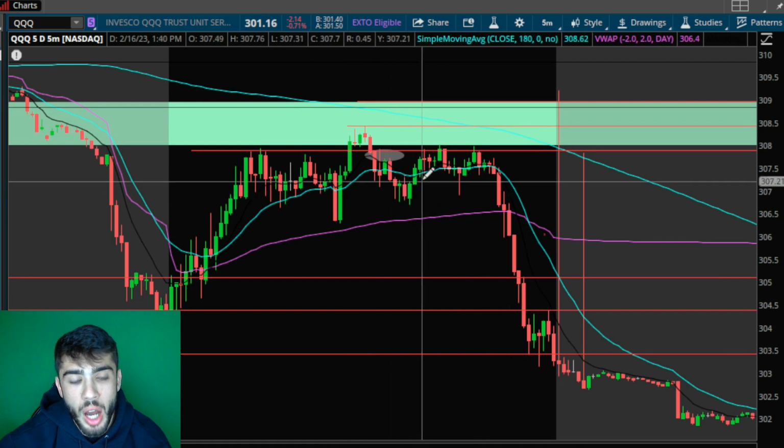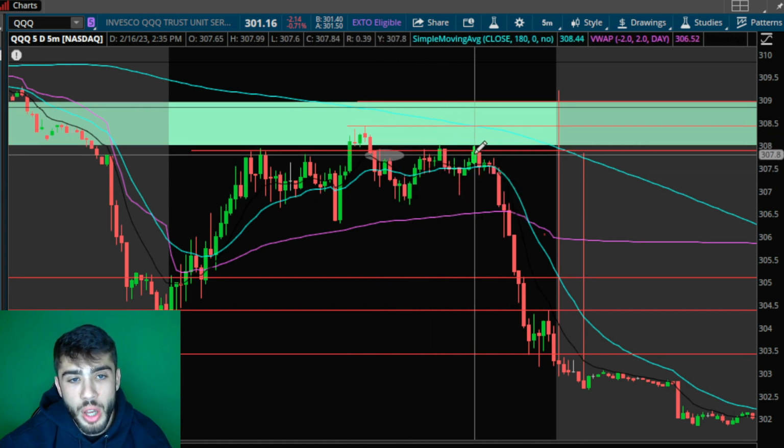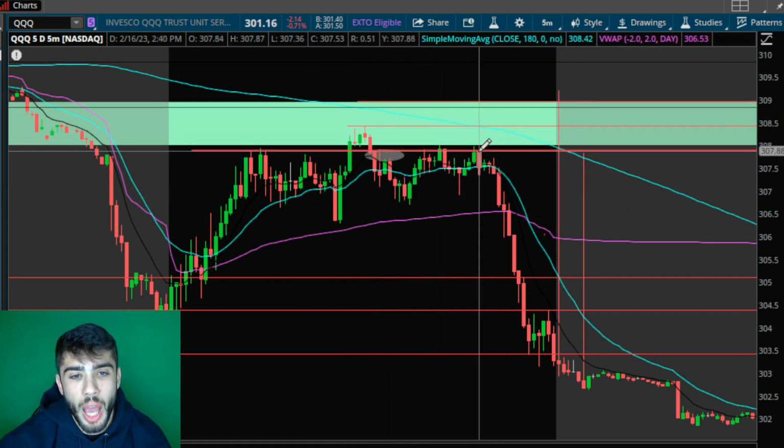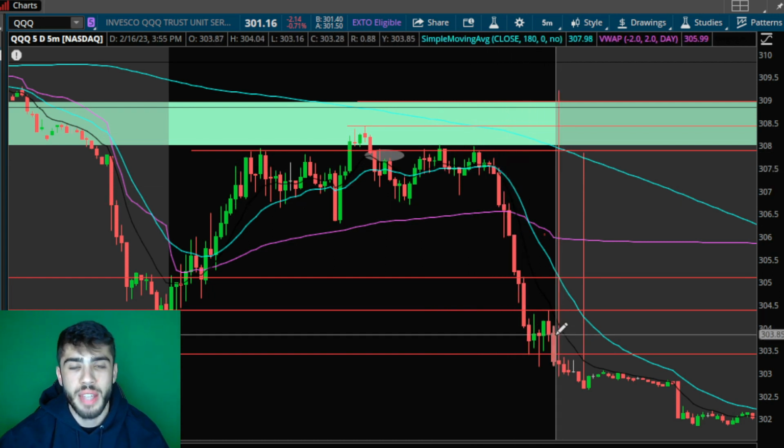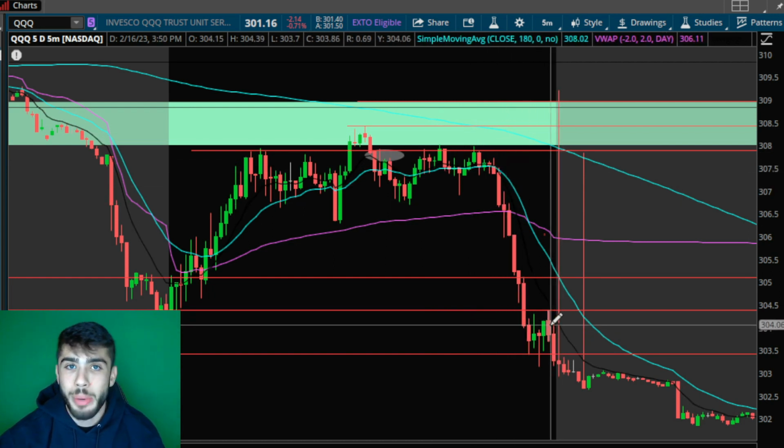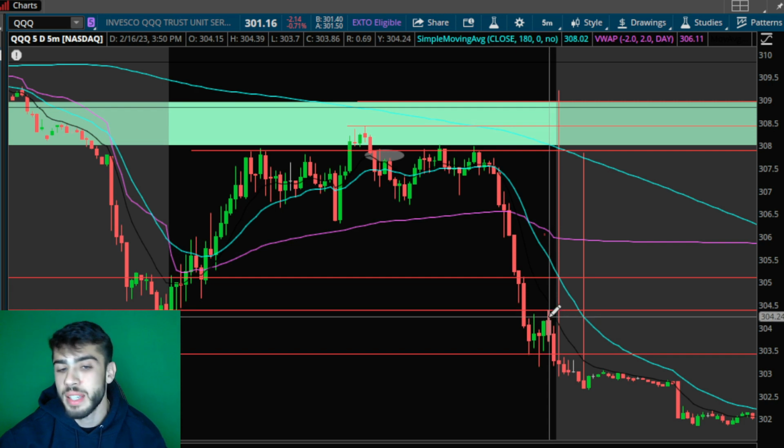Now we come back up, we retest that area once, twice, not getting stopped out, and we're able to catch this large move to the downside. This is exactly how we play our zones every single day in Team Bull.